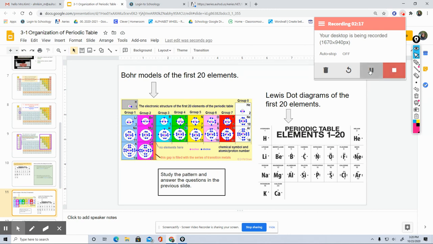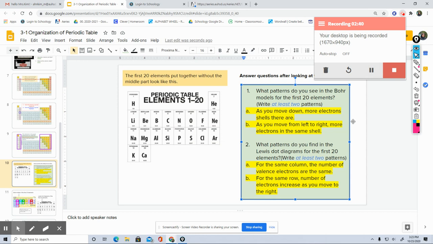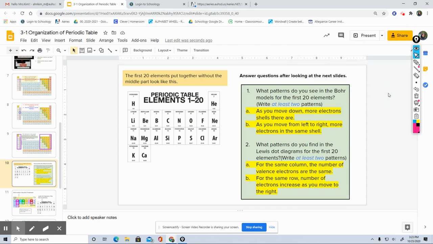For Lewis dot diagrams, in the first column, the number of valence electrons remains the same, but as you go to the right, the number of valence electrons increases by 1 as you move from left to right. So in slide number 10, there are questions regarding what I just said. I highlighted the answers for your reference, so you can pause and write that in your slide.